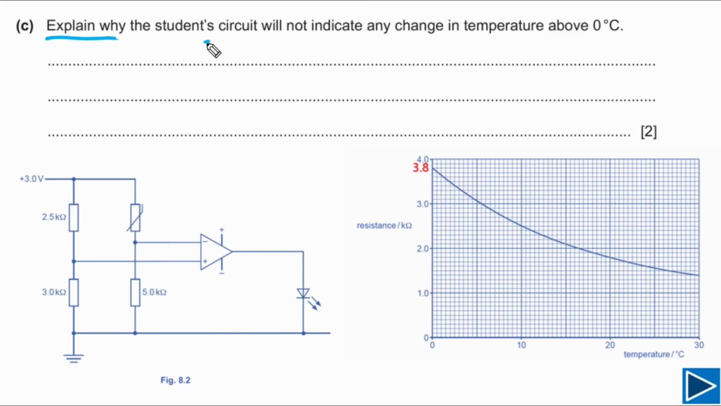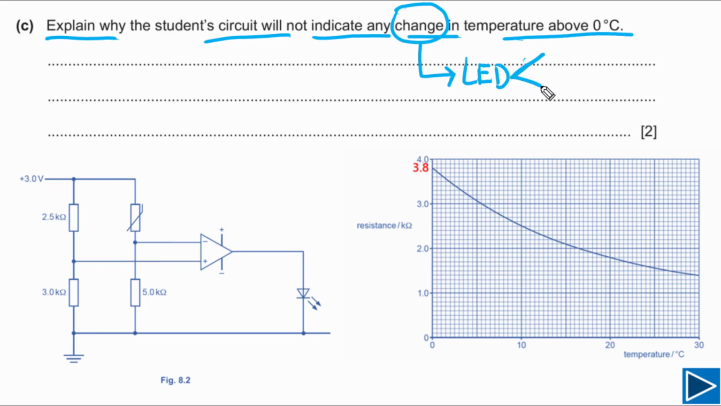For part C, we need to explain why the student's circuit will not indicate any change in temperature above 0 degrees Celsius. First of all, we need to understand what is meant by change and when we will observe it. Change means the LED switches on or switches off. So the change means the LED is on, then off, or off, then on. That depends on a change in the output, V out. This change will happen when V out changes from positive to negative or from negative to positive.